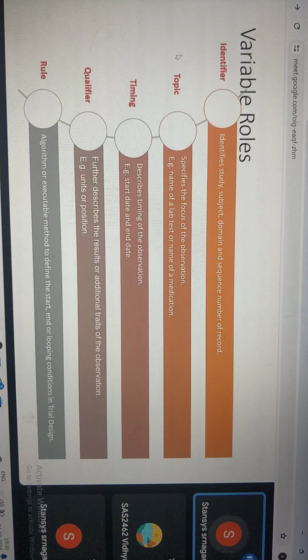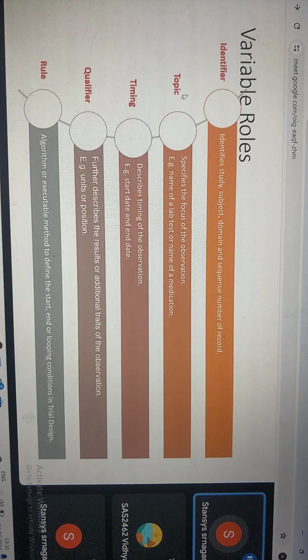The next is the topic variable. Remember, the topic variable is an important variable. Each and every domain will have only one topic variable. If you go to the demographic domain, we'll have only one topic variable, that is SUBJID. In demographics, what is the key information? Subject identity. That is the SUBJID. That's why it is a topic variable.